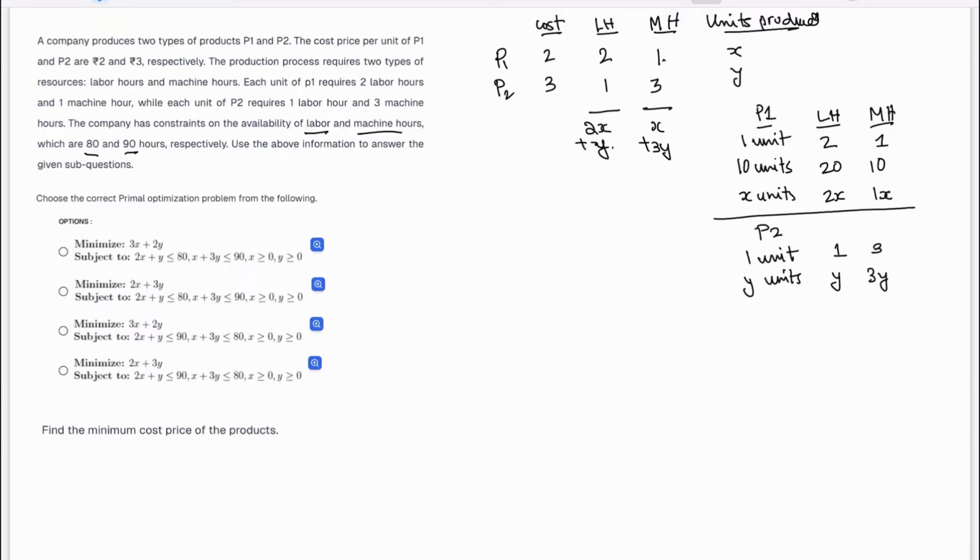Now the constraint says that the labor hours are limited to 80 hours. So the total labor hours, which is 2x plus y, will be limited to, or will be less than equal to 80. Similarly, for machine hours, we have the constraint that it should be less than equal to 90. So I can say x plus 3y will be less than equal to 90.